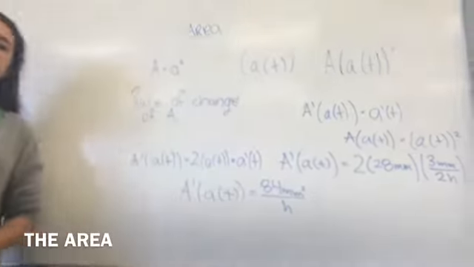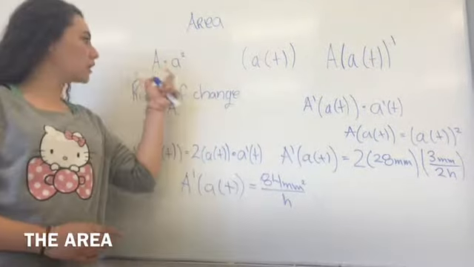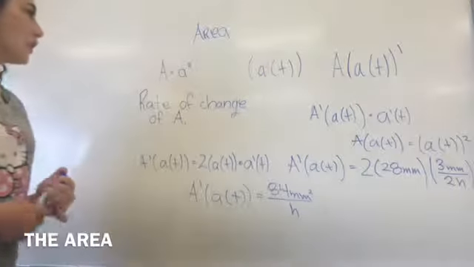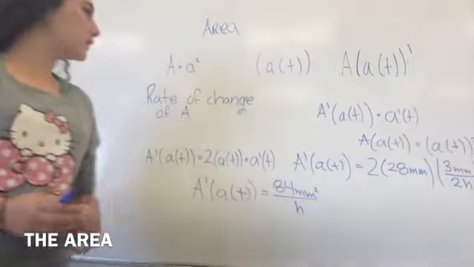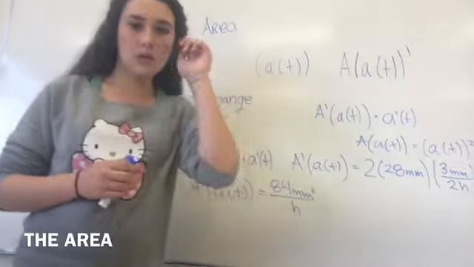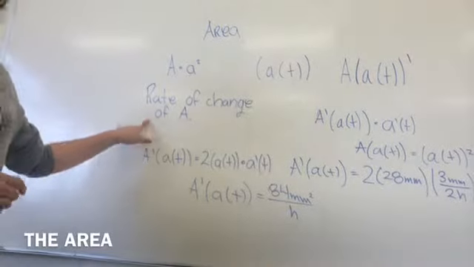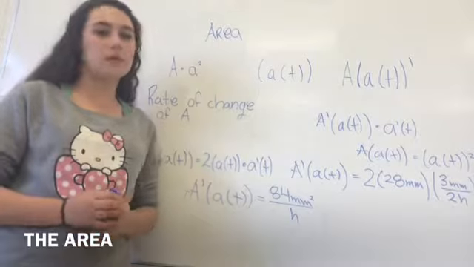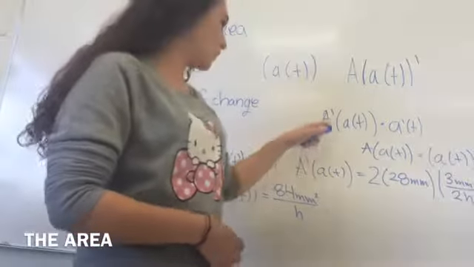Hi, my name is Karen and I'm going to present the part of the area of our problem. We know that in a square, A is equal to a squared. But in this case, it also depends on our variable, that is the time. So what we actually have is this formula that we have to derive. What we need is the rate of change of A, and we have to do the derivative with respect to the variable that will be here.